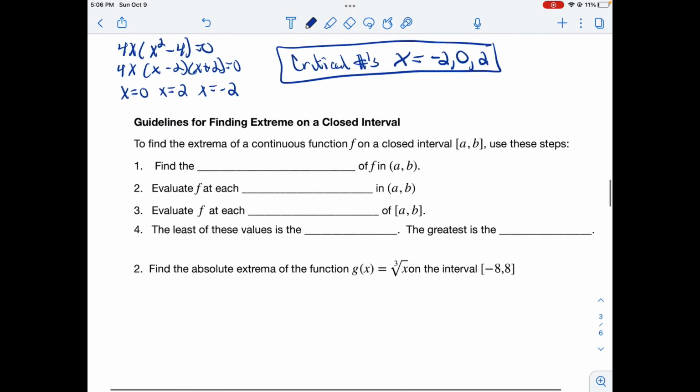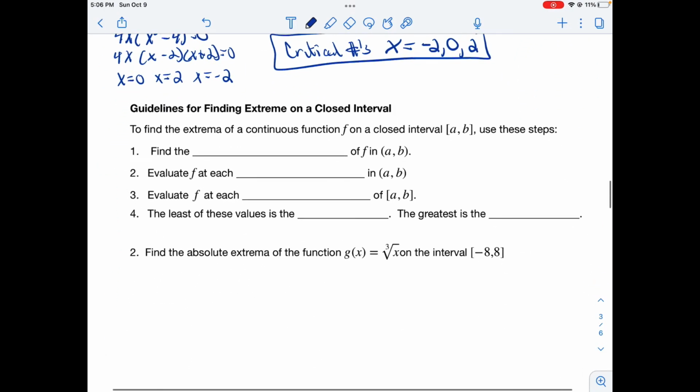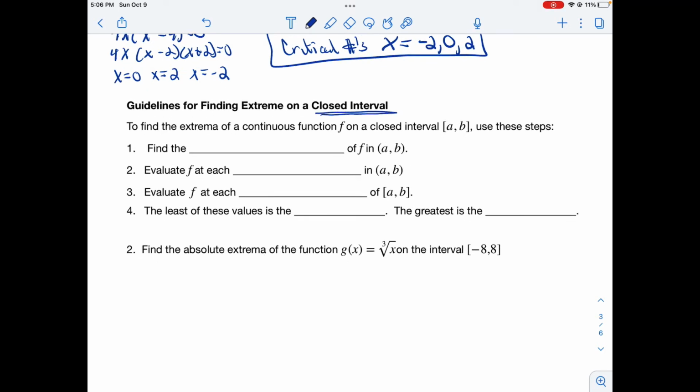Now that we know how to find critical numbers, we're going to use these to find the extremas on a closed interval. And this is our absolute maximums, absolute minimums on a closed interval. The steps to find the extremas when you're given a closed interval are the following. Step 1, find all your critical numbers by doing what we just learned in our previous examples.